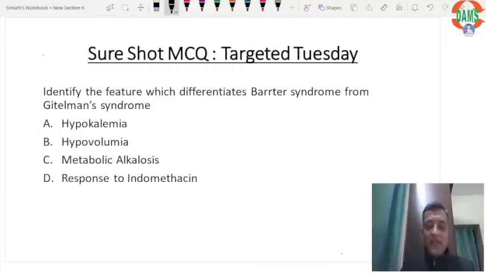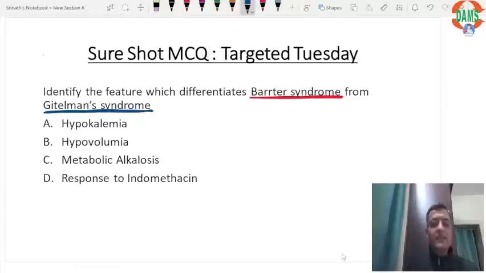I'm Dr. Srinath. Today we are going to discuss an MCQ and an approach table to this MCQ. In this sure shot MCQ, we want to learn how to identify the feature which differentiates Bartter syndrome from Gitelman syndrome.